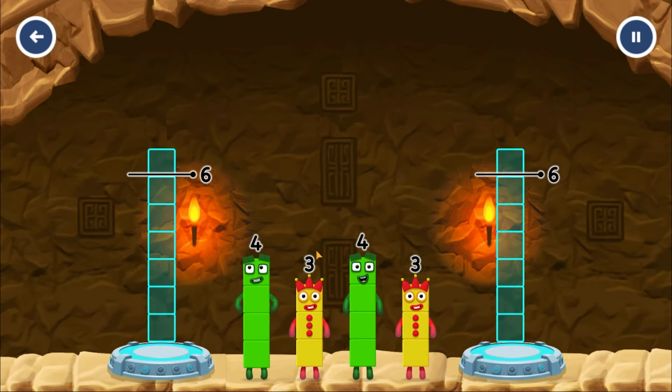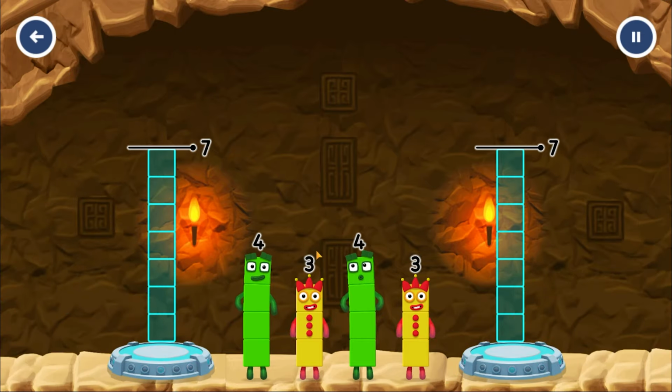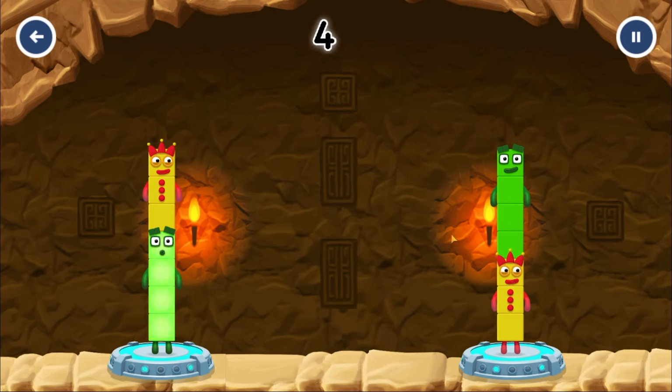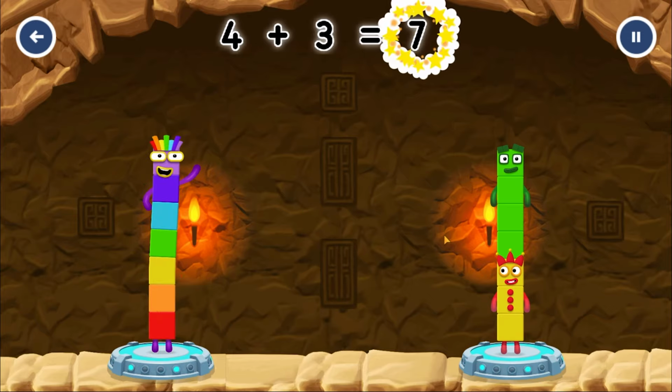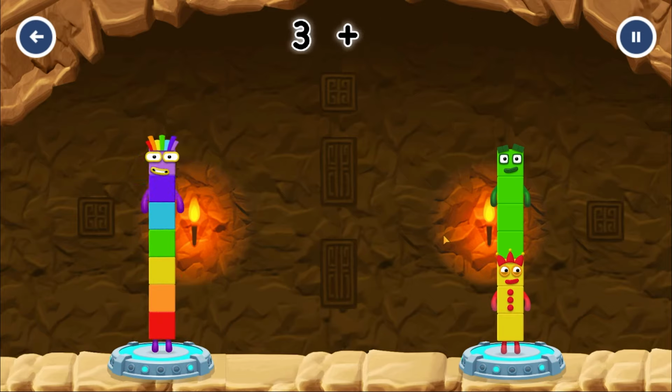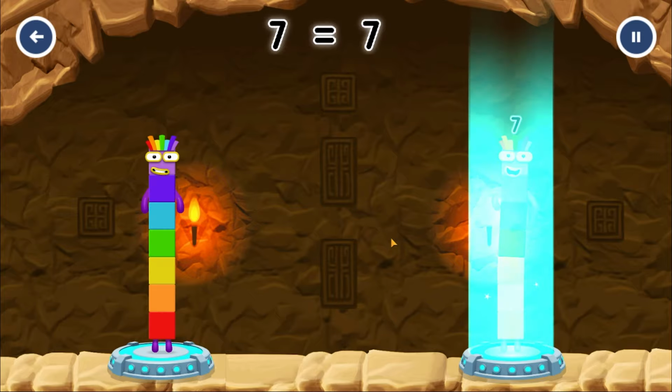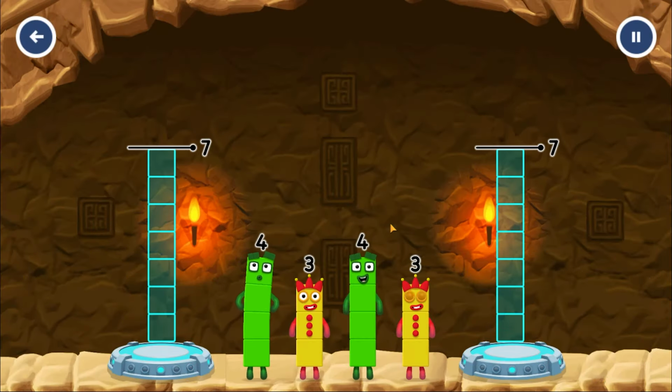Share the number blocks evenly to make 2 groups of 7. 4, 3, 3, 4. Correct. 4 plus 3 equals 7. 3 plus 4 equals 7. 7 equals 7.